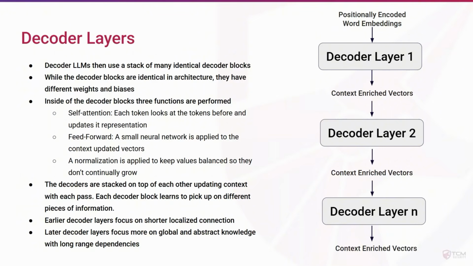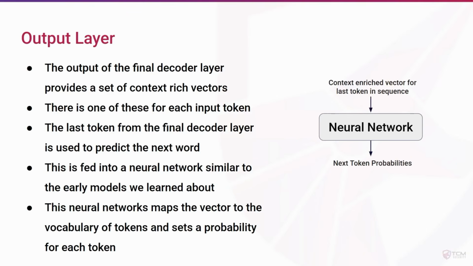So the output of all of those decoder layers, so you see we've got 1, 2, and then n, depending on how many there are, is going to be a set of context-enriched vectors. And again, each of those decoder layers are just passing those context-enriched vectors along, where each time they get a little bit more context added into them to improve the semantic representation. So again, the output of that final decoder layer is going to be a set of context-rich vectors, and there's going to be one of those for each input token.